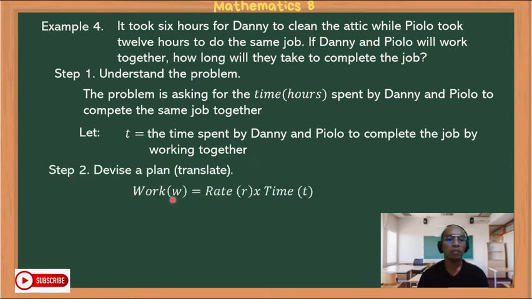So we are going to devise a plan. We are going to translate the given problem into an equation. Let us refresh that work is obtained by rate times time, so the formula for work is equal to rate times time. If we are looking for the rate, we just divide both sides of the equation by time. Therefore, rate is work divided by time, or W over T.